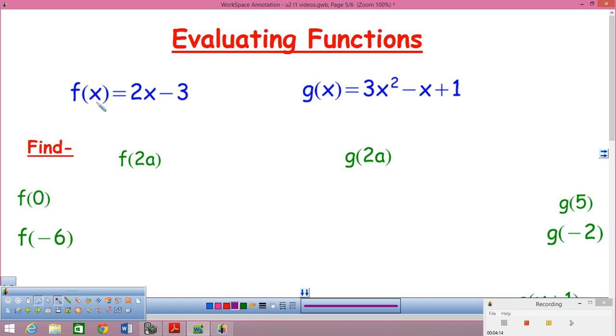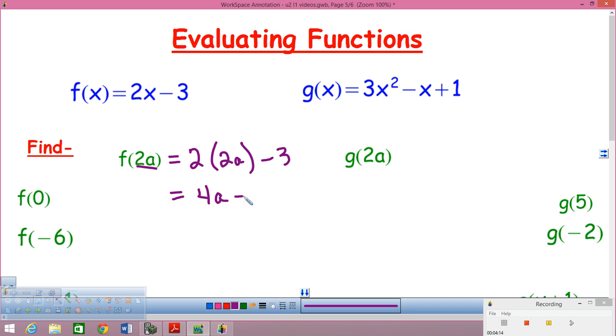So doing my f function first, I still got that 2 right there. This x comes out, however, and 2a is going in its place. That entire thing right there is going in for x, minus 3. So 2 times 2a is 4a. 4a minus 3. I cannot simplify that any further. f of 2a is equal to 4a minus 3.